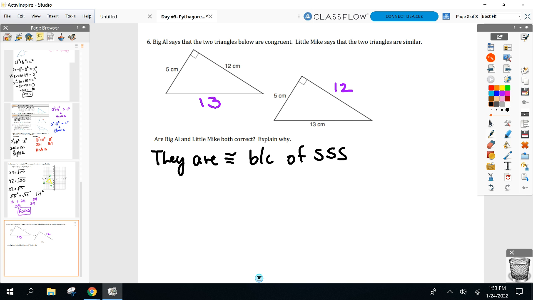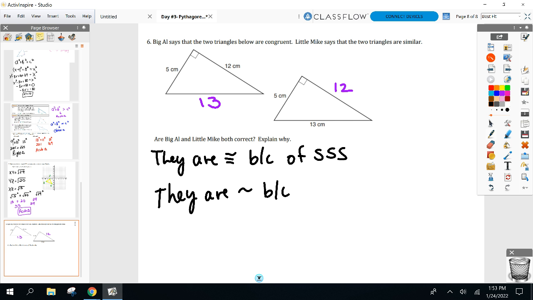And Little Mike, are they similar? This one is probably the tougher one. Are they similar? Yes. Why? So side similarity. They're all in the same ratio of 1 to 1, right? 5 to 5, 13 to 13, 12 to 12. Any other methods?